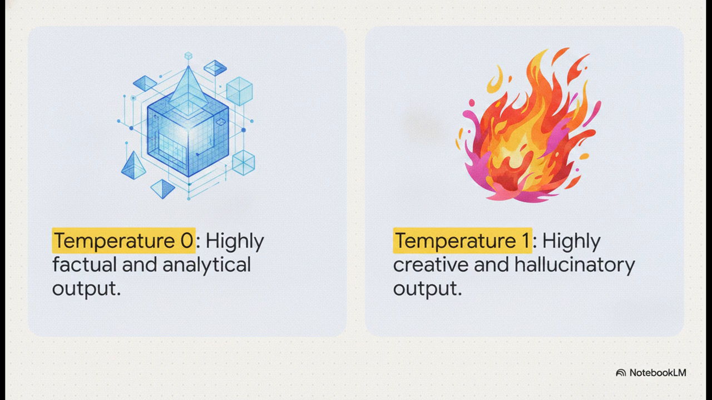If you tell the AI set temperature to 1, it becomes highly creative. Now, that's great if you're writing poetry, but it's terrible for medicine because it leads to super high hallucination rates. But if you tell it to set temperature to 0 or something close to it, like 0.2, it forces the AI to be highly factual, analytical, and strictly stick to the clinical data you actually provided.